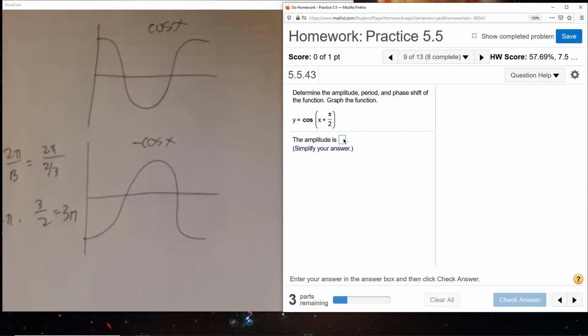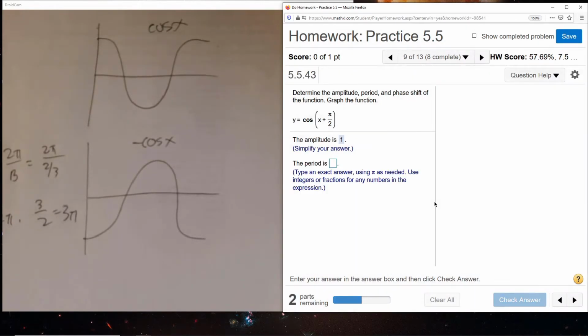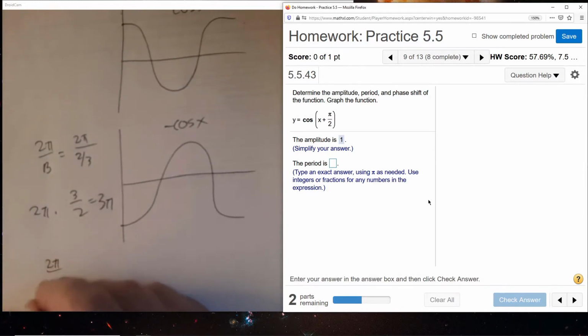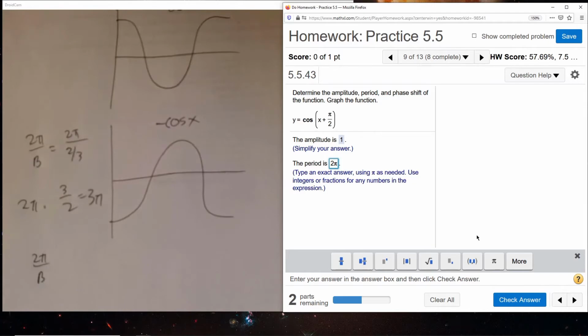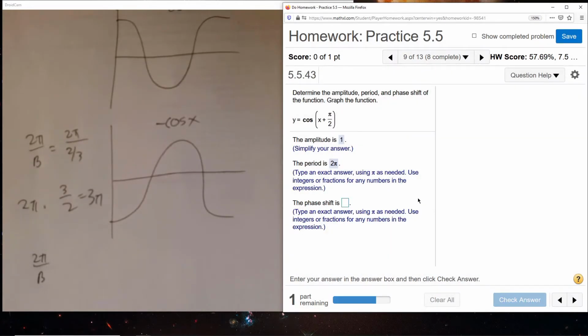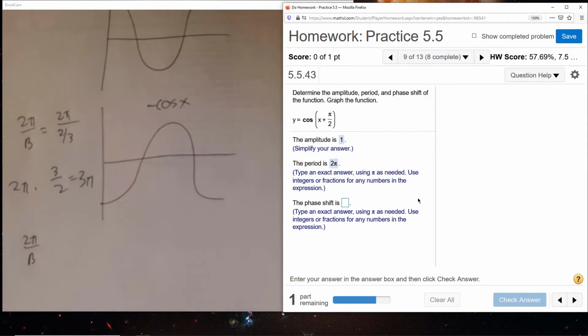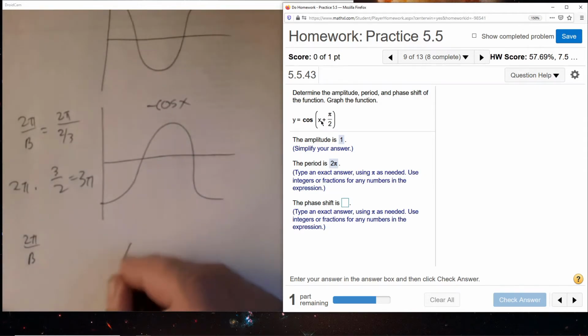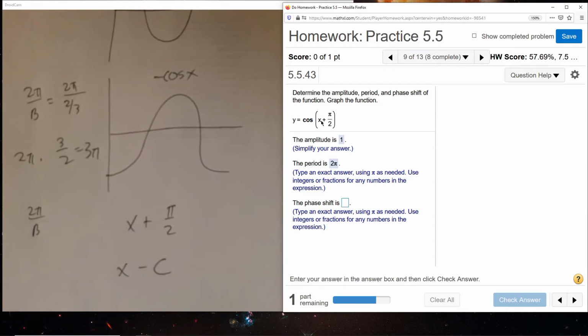Amplitude, period, and phase. So again, the number multiplying cosine here is just a 1 for this one. The period, remember, period, 2 pi over b. B in this case is 1. The phase shift, remember, the phase shift is c over b. And we have here x plus pi over 2. Now remember, the standard form is x minus some number. So that means c must be a negative pi over 2 because we have a positive sign there.